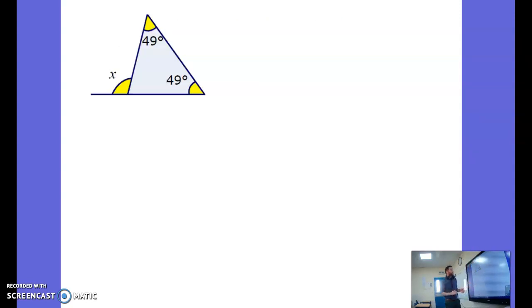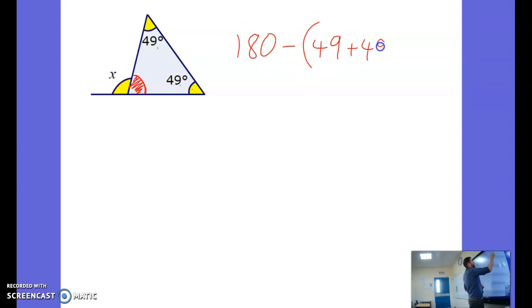Here's the first question. So we've got a triangle here, and I don't know this angle yet, but if I do find it out, I'll be able to find this one. So first things first, triangle adds up to 180. So to work out this angle, I've got to do 180 minus these two. So 180 minus 49 plus 49 is going to be 180 minus 98, which is 82. So that angle there is 82 degrees.